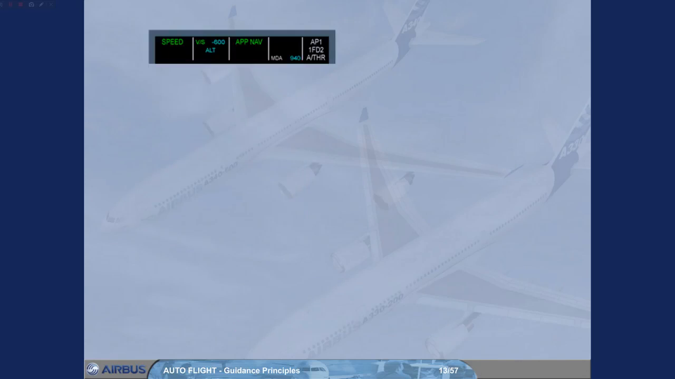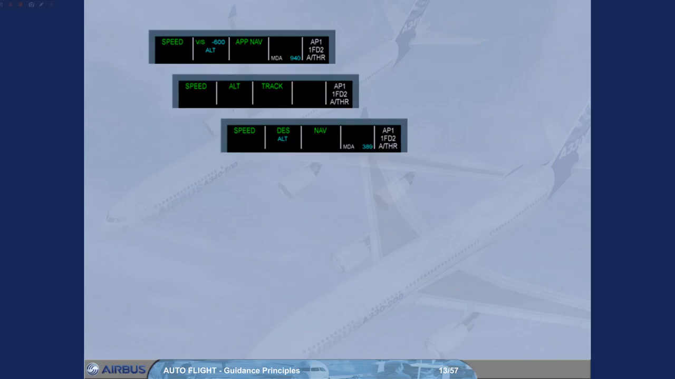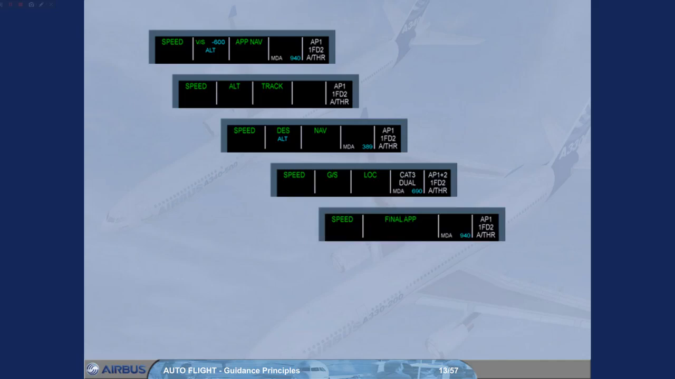Autopilot flight director controls a vertical trajectory: vertical speed or flight path angle, altitude or altitude star, descent on geometric segment, glide slope or glide slope star, and final approach. Autothrust is in speed or Mach mode.